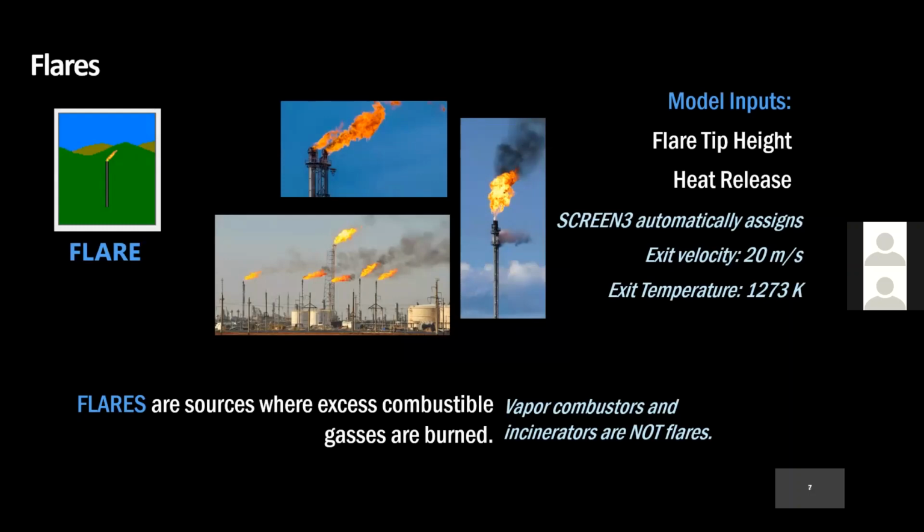It'll be just a combination of the heat content of the material sent to the flare and the flow rate of the gas that's sent to the flare. And then SCREEN3 will automatically assign a couple of other values, an exit velocity and a temperature, but that'll be internal to the model, so you won't need to mess with that at all. Quick note about flares. Flares are sources that burn excess gas. Vapor combustors and incinerators sometimes do the same thing, but vapor combustors and incinerators are not flares, not in terms of the source type anyway. So that's a separate thing.